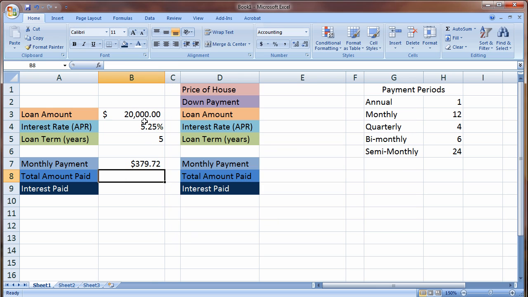I'm going to say OK, and I can see that this $20,000 loan amount at 5.25% for 5 years costs me $379.72 a month. Now that's great. Can I afford it? Sure. But I want to find out the real story.